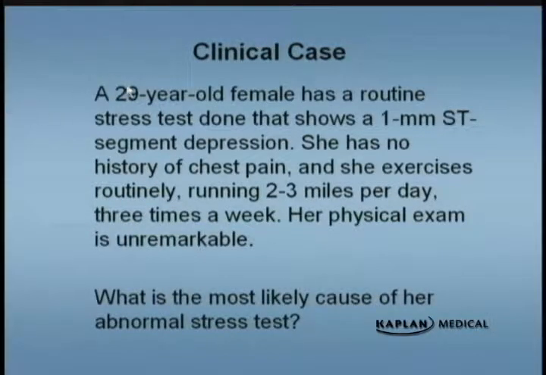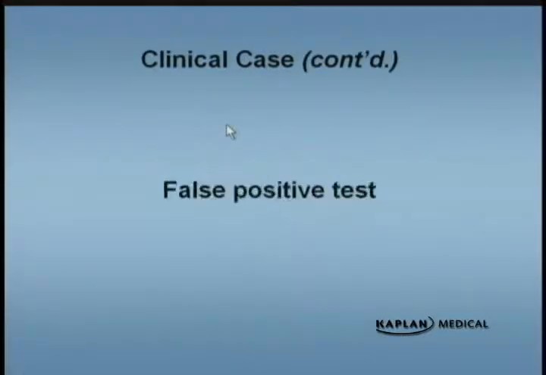Let's take a look here. A 29-year-old woman has a routine stress test that shows 1 millimeter of ST segment depression. No history of chest pain. She's exercising and running 3 times a week. Physical exam is normal. What is the most likely cause of her abnormal stress test? A 29-year-old woman who's a jock and can run. The chance that this test is real is essentially 0. It's going to be a false positive test. Why? Because she has no pretest likelihood of disease.